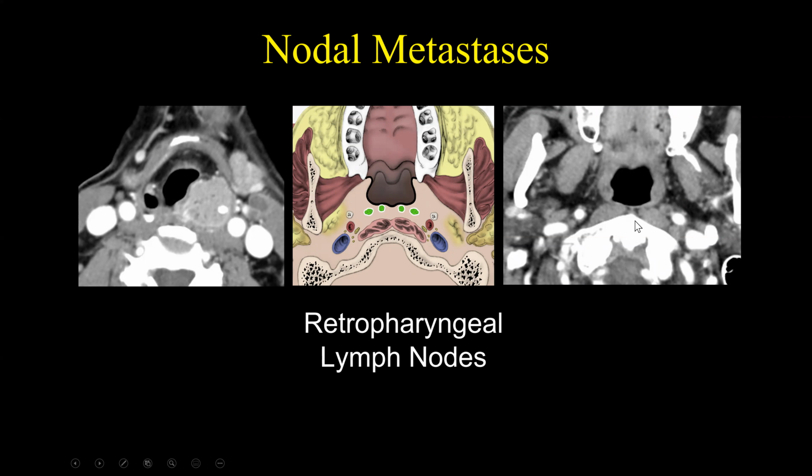Now, I have been to several talks where people talk about, wow, this patient had a treated piriform sinus carcinoma and then developed a synchronous nasopharyngeal carcinoma. Well, that was probably due to a metastatic retropharyngeal lymph node that was not detected and was never treated.